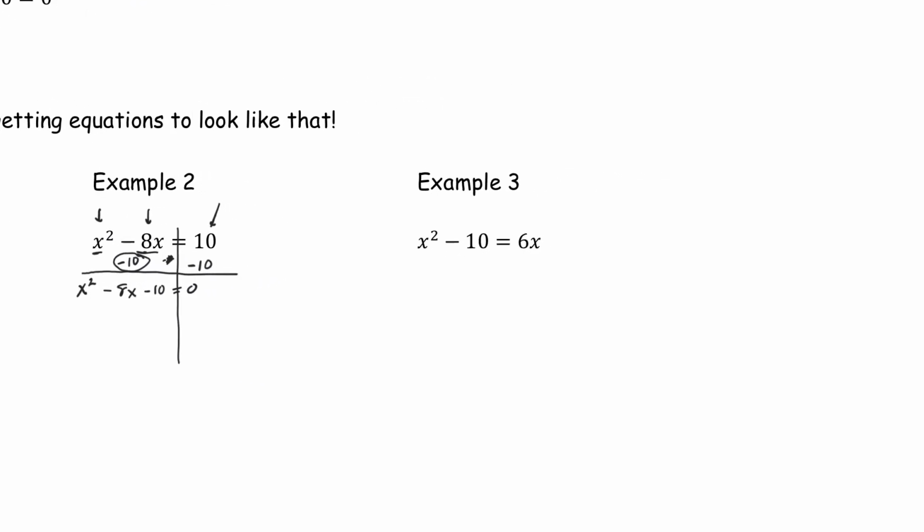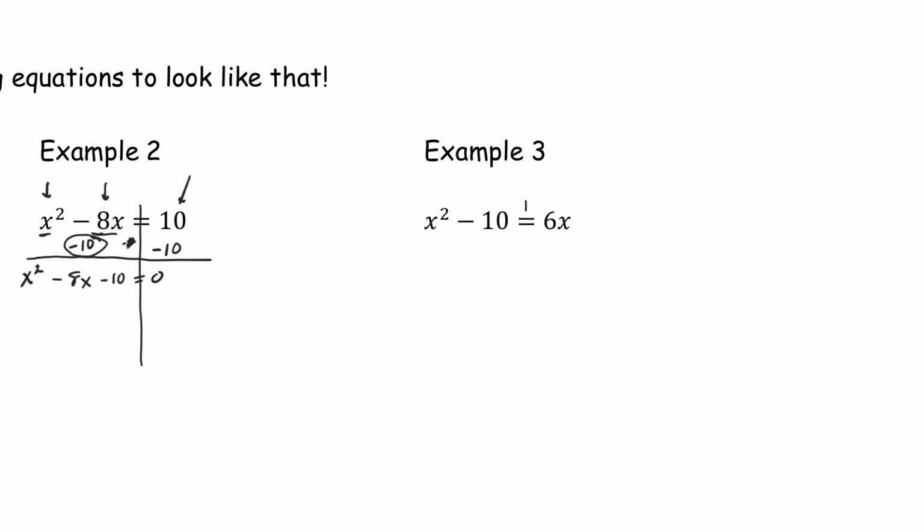All right, example 3. Same concept. Get everything over to one side. So I need to make the 6x disappear. Again, I can put it where I want. I'm going to chuck it in the middle, and we'll go from there. X squared, the x is next, the regular number is last. You guys get the idea.